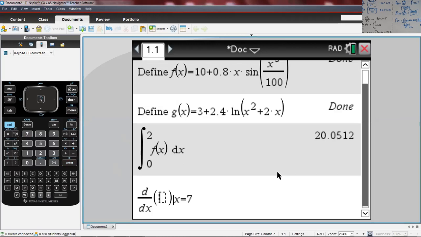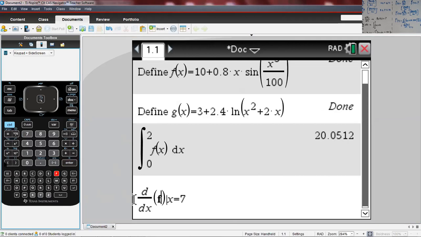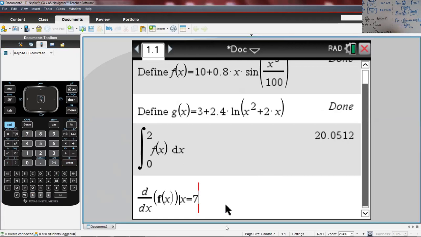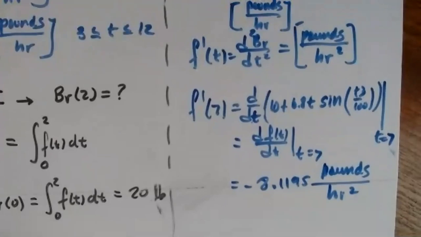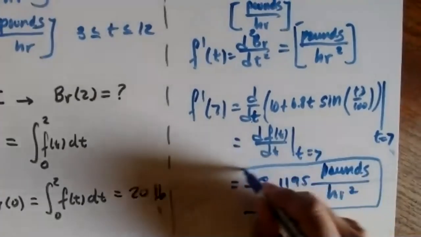First derivative, I press OK, and then, what function do I need? It's going to be f of x, correct? f of x at x equals 7, press enter, and it's going to be negative 8.1195 pounds over hour square. Let me just show the board right here. This is what we have. This is my answer.